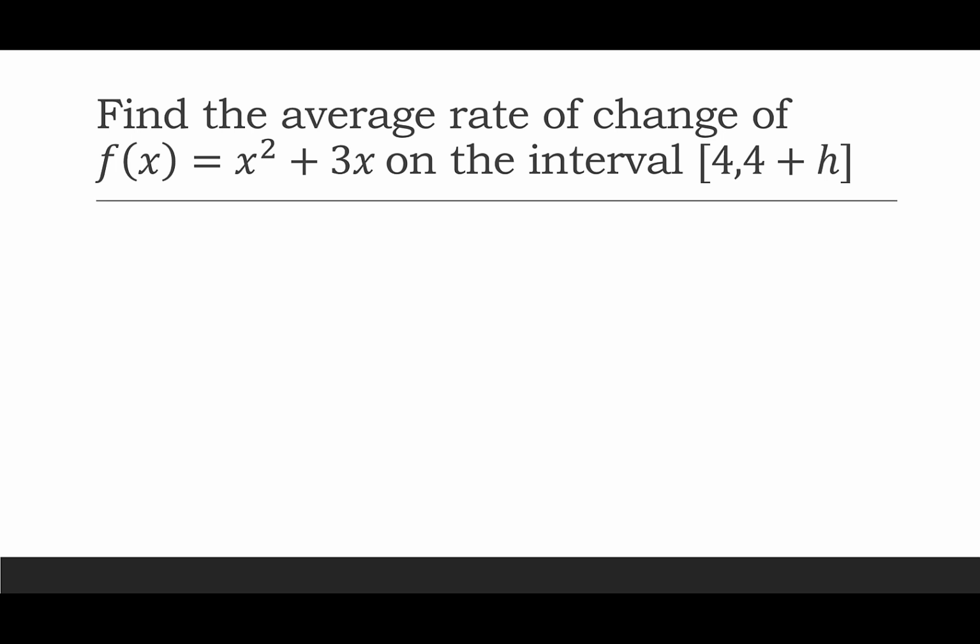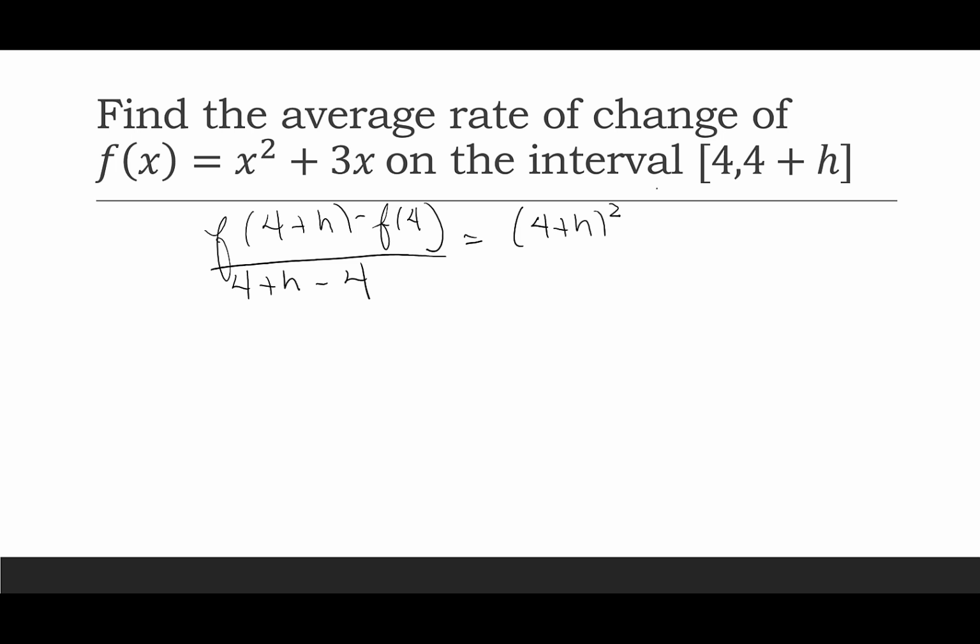I have x squared plus 3x, and my interval is 4 to 4 plus h. So I'm going to start with f of 4 plus h minus f of 4, over 4 plus h minus 4. So I have 4 plus h squared plus 3 times 4 plus h. I'm taking this 4 plus h and I put it wherever the x is. I'm going to put big brackets around that to say that was just my first piece. Minus, plug in 4. I have 4 squared plus 3 times 4.